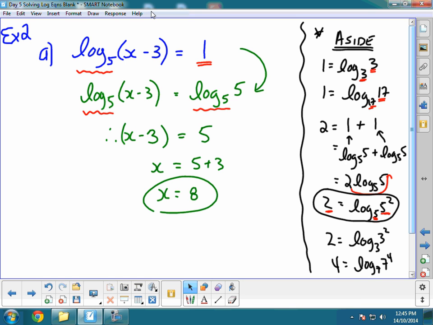So the trick in this one, or the new thing on there, is being able to convert a number into a logarithm. I'm just going to double check that this answer is correct. So I'm just going to check this.